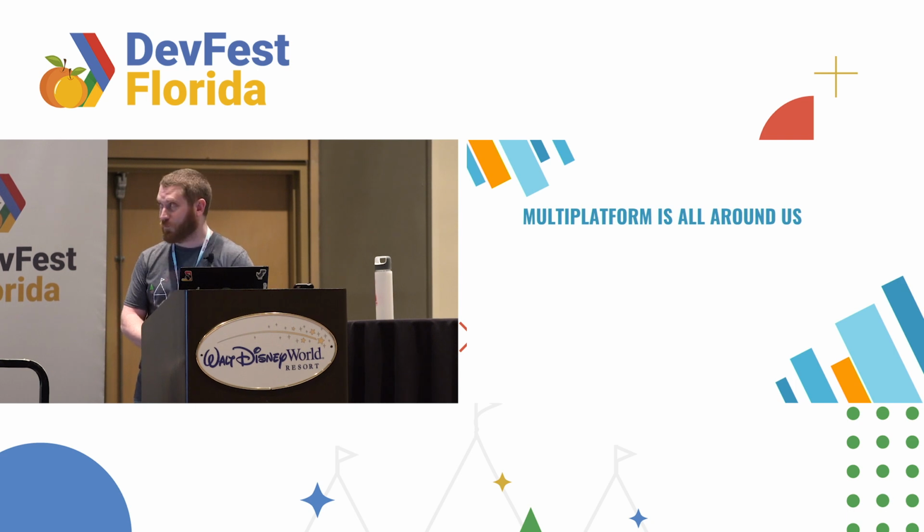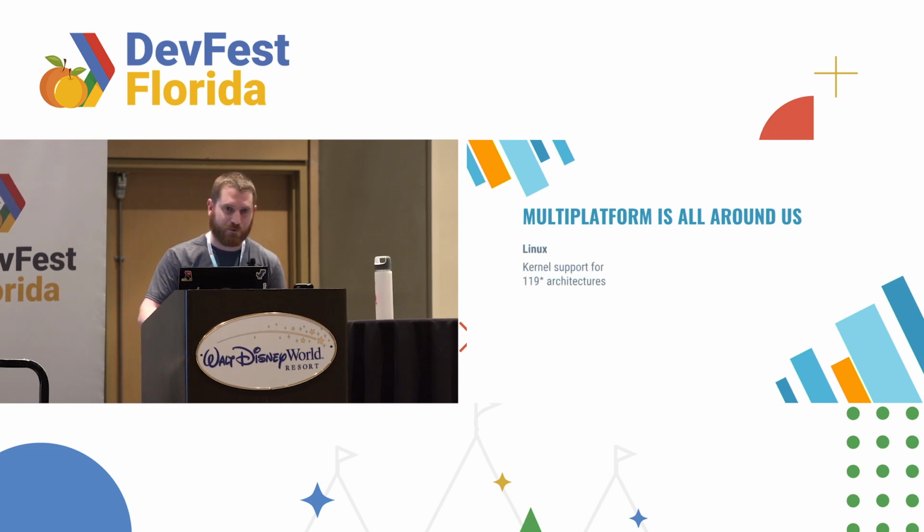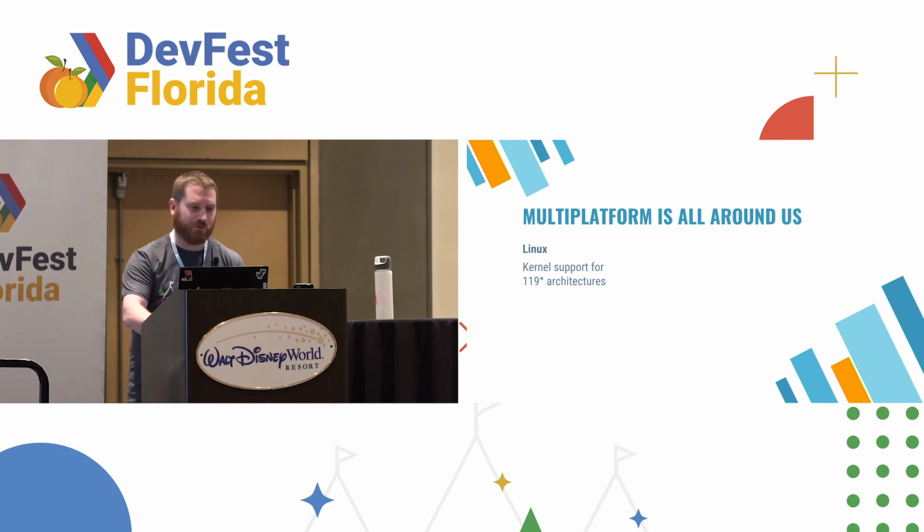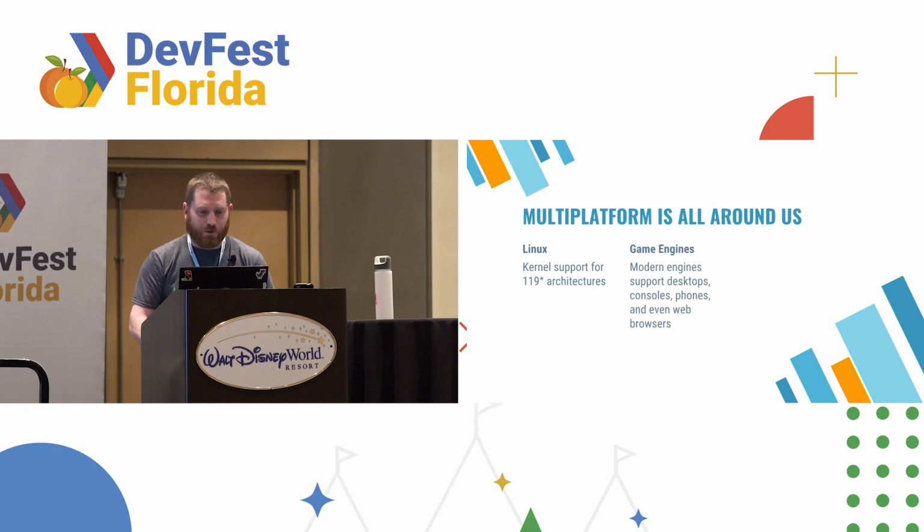So multi-platform, it's all around us. Every one of you is using multi-platform today in your everyday life. Your phone is running it with Linux. There's an asterisk on the number of architectures. I pulled it off the Wikipedia page. At any given point in time, this is how many architectures it supported, but not necessarily all at once, so don't quote that.